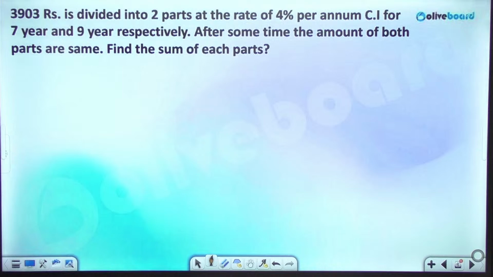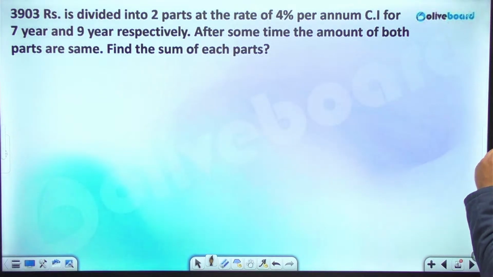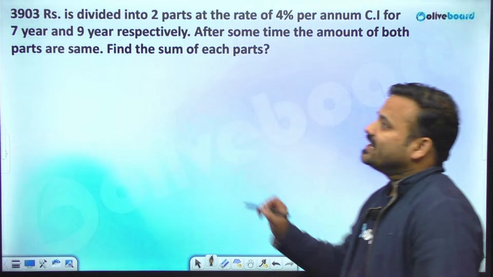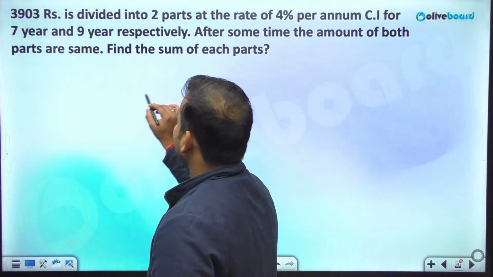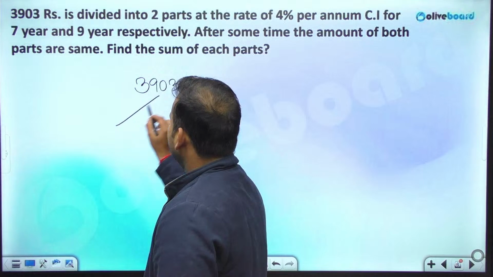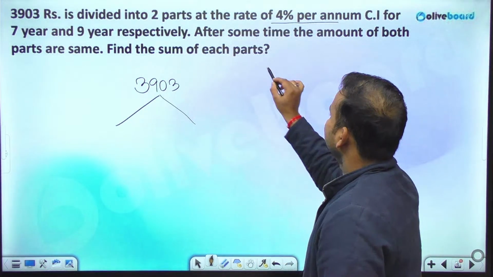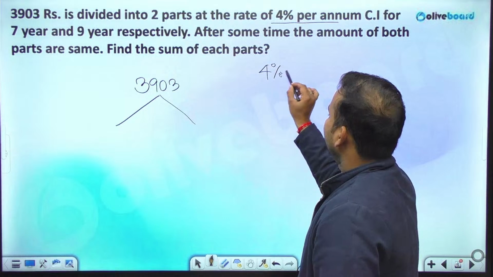We'll have DI based questions also. A sum of rupees 3903 is divided into 2 parts. Okay, so we have 3903 as the sum. This sum is divided into 2 parts at a 4% rate of interest. 4% is nothing but 1/25.